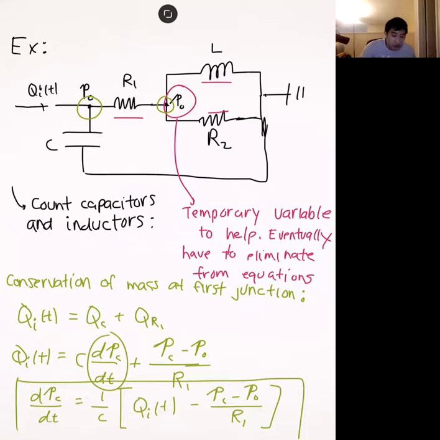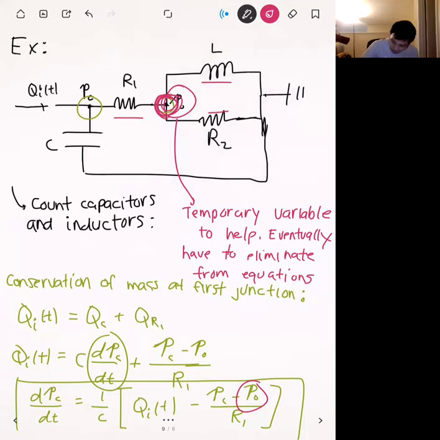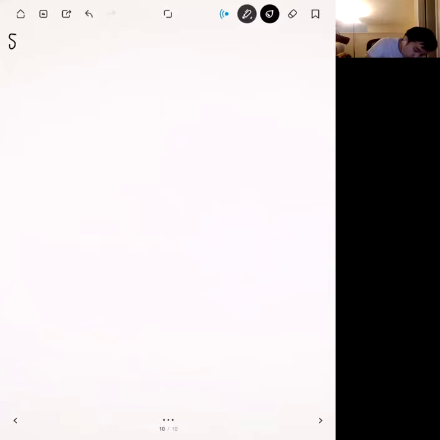That seems okay, right? But right now what we have here is this Po, and we can't leave it in that form. So we need to solve for an expression for Po. To do that, we're going to apply conservation of mass at this downstream node right here. So we're solving for Po using the downstream junction.